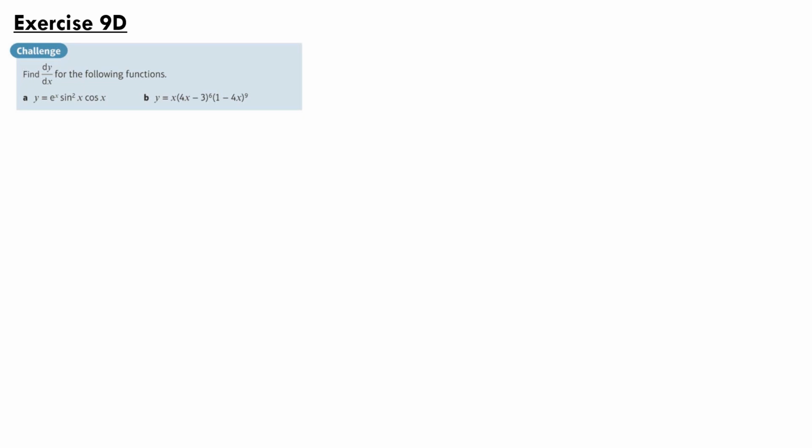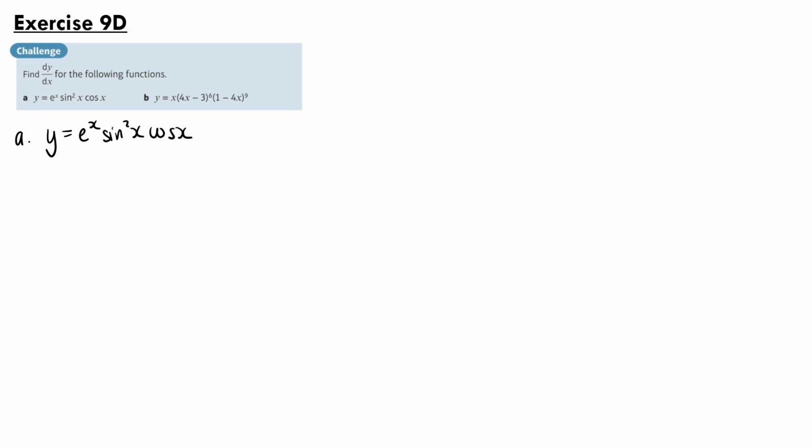Okay, and for exercise 9D, we're asked to find the derivative of these following functions once again. And the first one is y equals e to the power of x, sine squared of x, cos of x. Okay, so for this one, we're going to have to use the product rule a couple of times, just like in the last exercise with the chain rule. So y equals e to the x, sine squared of x, cos x.